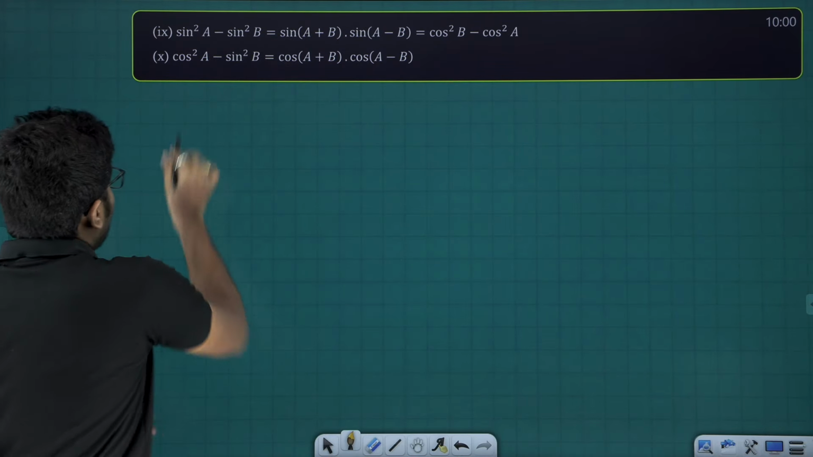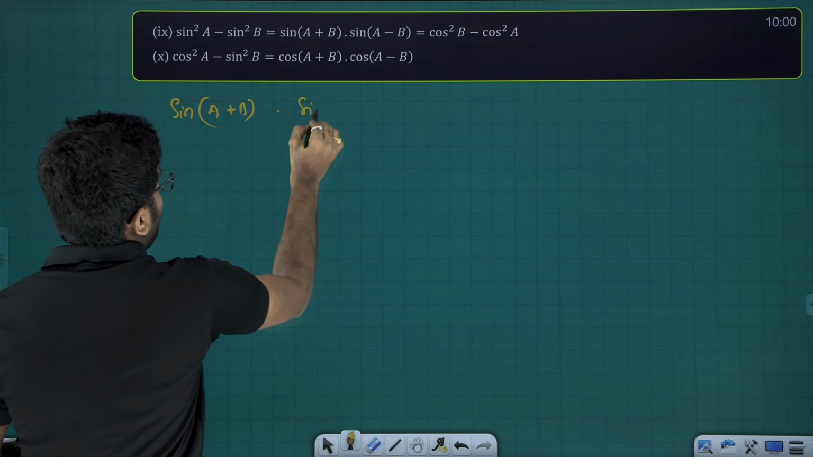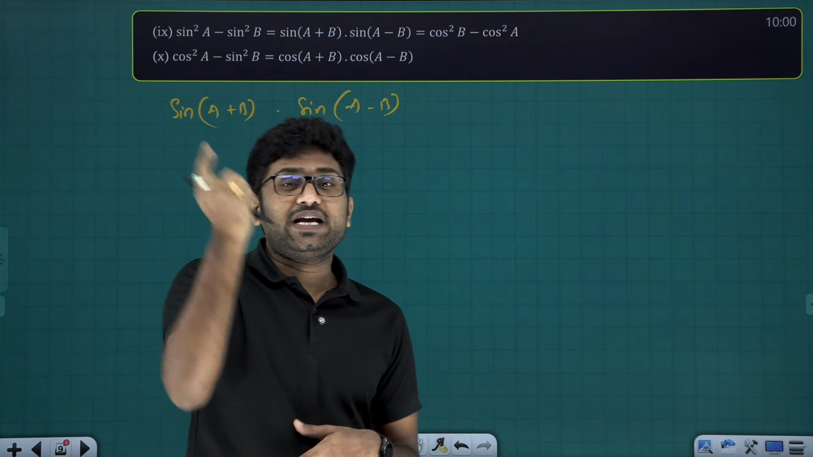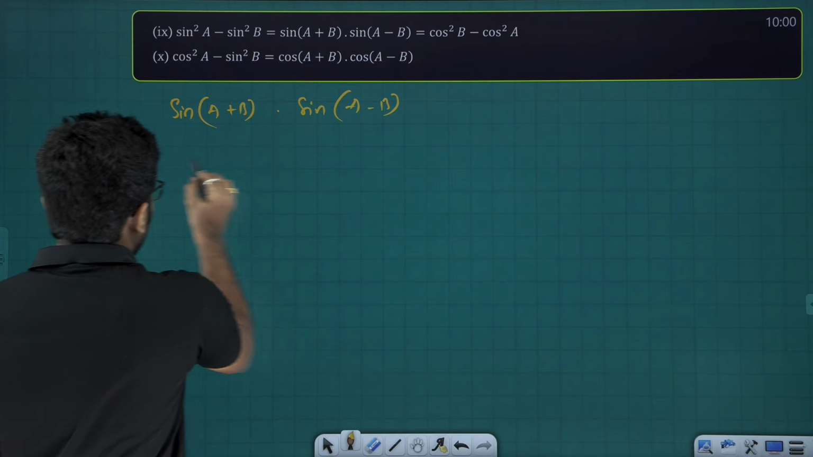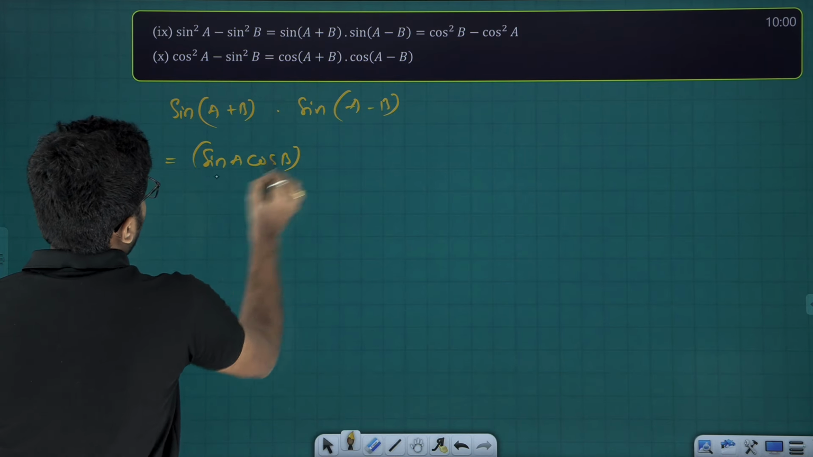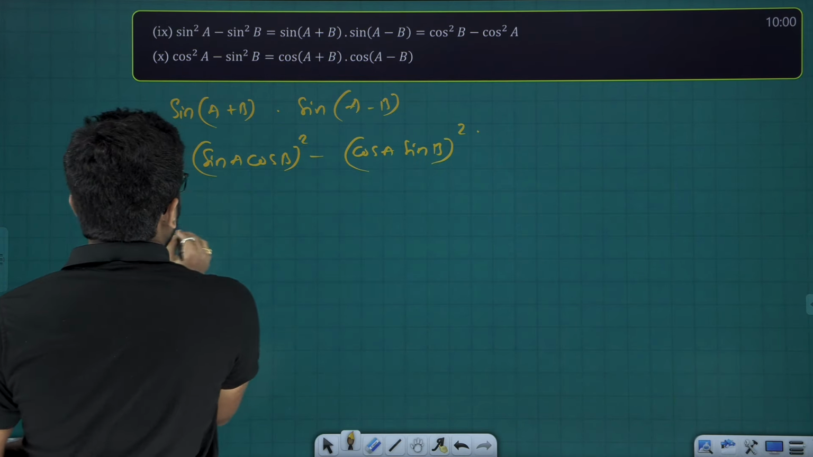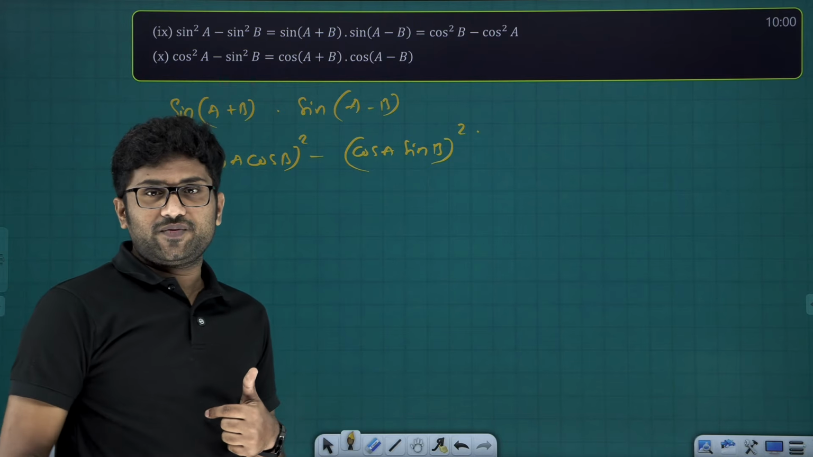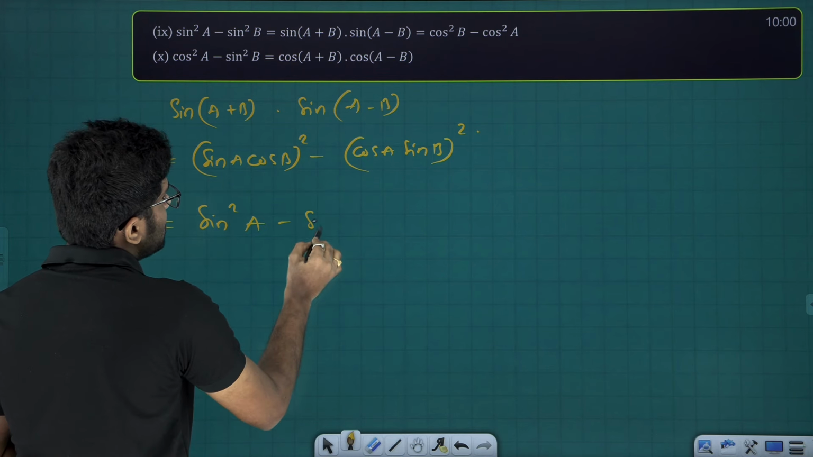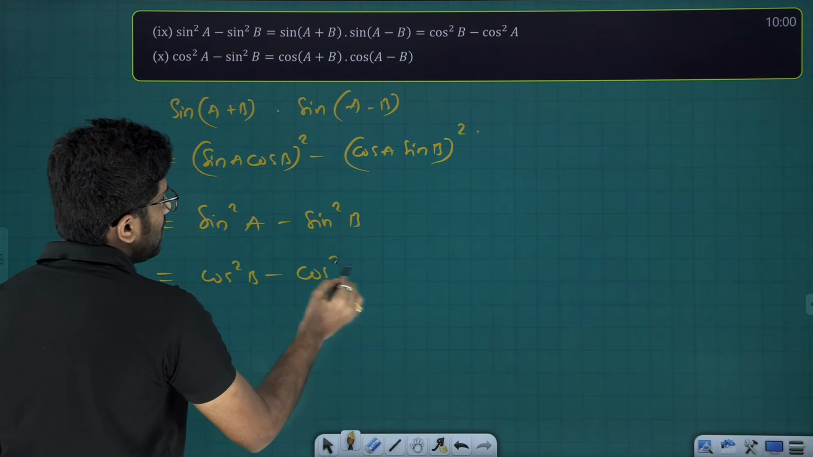Next, when you know sine of A plus B and sine of A minus B, when you multiply these, sine of A plus B is sine A cos B plus cos A sin B, and sine of A minus B is sine A cos B minus cos A sin B. Then you get sine A cos B whole square minus cos A sin B whole square. So if you simplify this, that means expressing in terms of one trigonometric function, either sine or cos. If you wish to express in terms of sine, then you get sine square A minus sine square B. If you wish to express in terms of cos, cos square B minus cos square A.